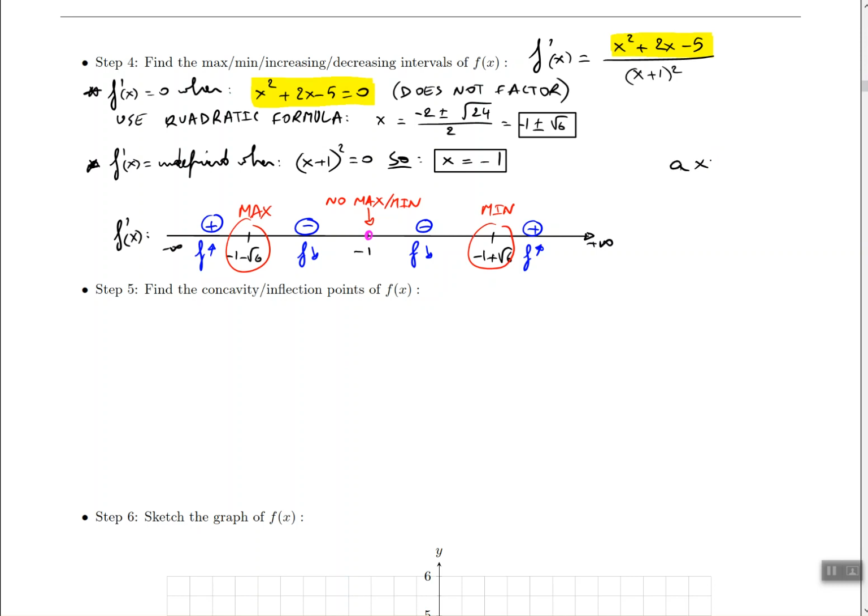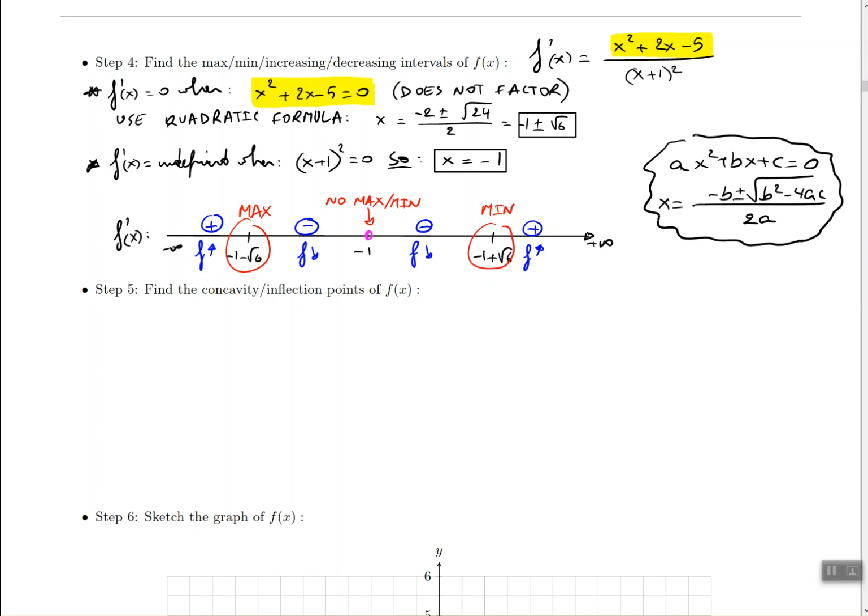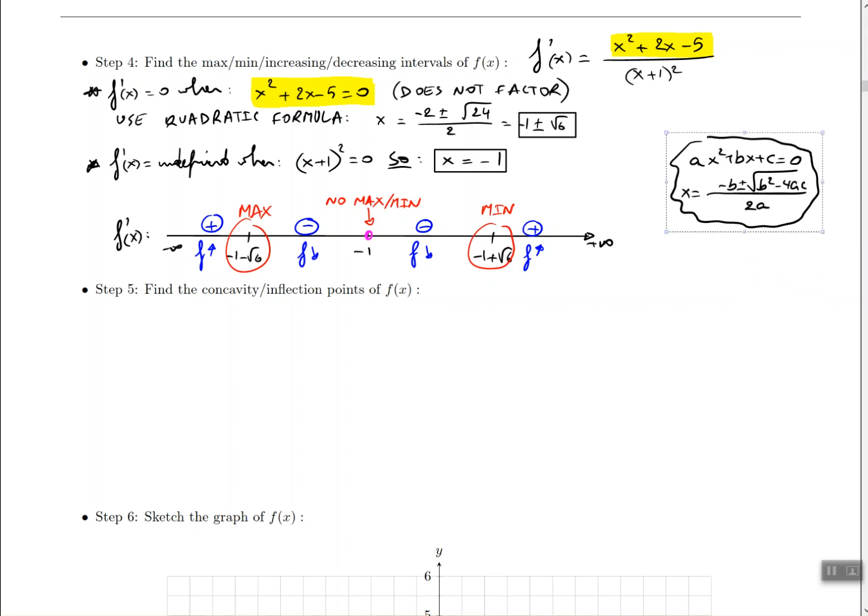It says if you have ax squared plus bx plus c equal to 0 and you want to solve it and it doesn't factor, you can use the formula -b plus or minus square root of b squared minus 4ac all divided by 2a. So I'll leave the formula here so that you can see it, but that's basically what the formula looks like. And once you have the formula and you simplify the expression, you get the numbers -1 plus or minus radical 6.